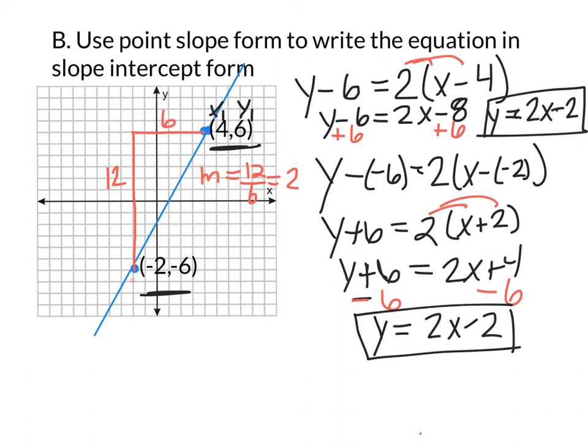And even if you look at the graph, we can see that our y-intercept here is -2, and then the slope was up 2 over 1, up 2 over 1, so that describes the same line. So pay attention, right? This says use point slope form to write the equation in slope-intercept form, so my final answer needs to be y equals mx plus b form.